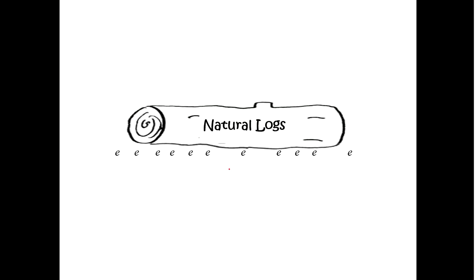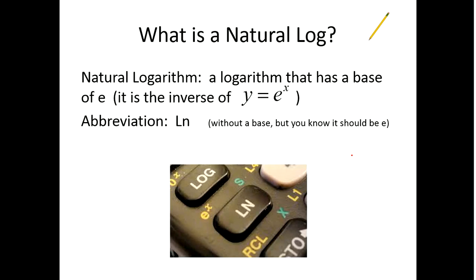It's a natural log with a base of e. I thought it was pretty good myself. You know, natural log base of e. That was pretty good. Now you're probably asking, what is a natural log? Well, a natural logarithm is a logarithm that has a base of e. Basically, it's the inverse of y equals e to the x. And your abbreviation is ln. Now, it's without a base, but you should know there should be an e there. There is technically an e because it's log base e.